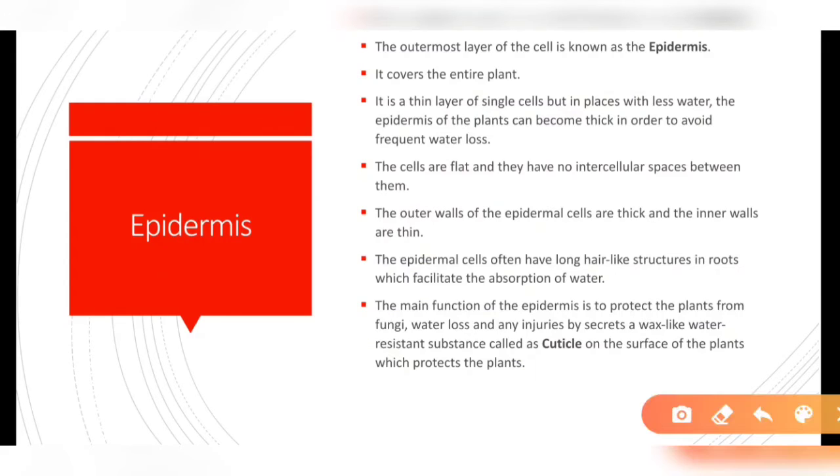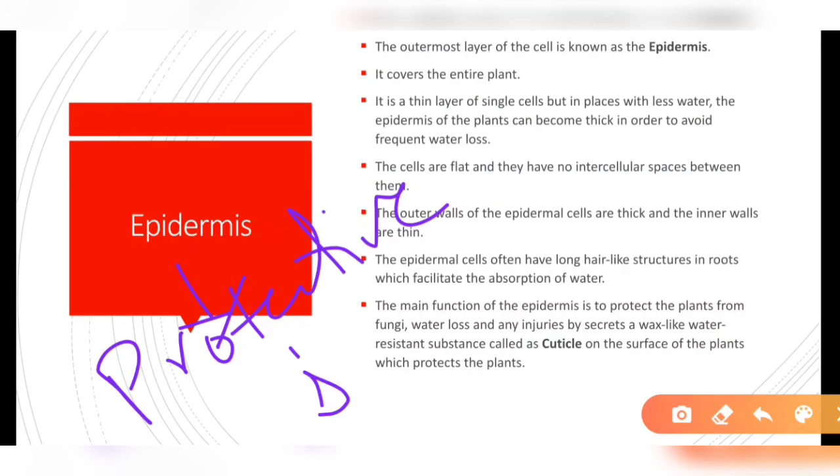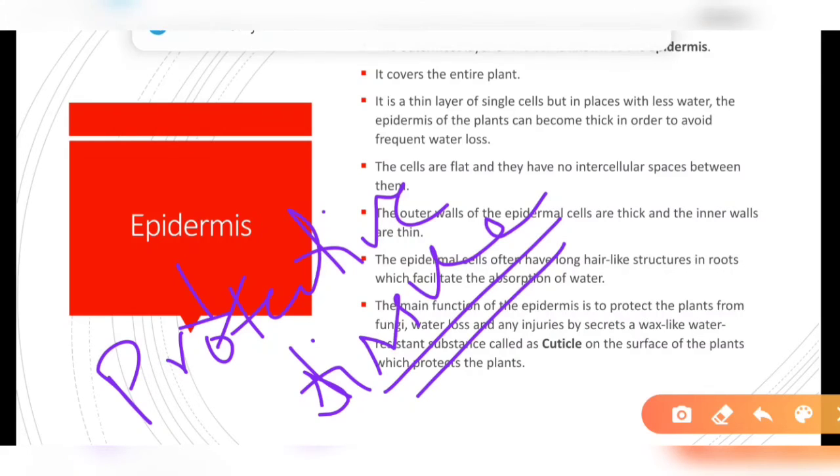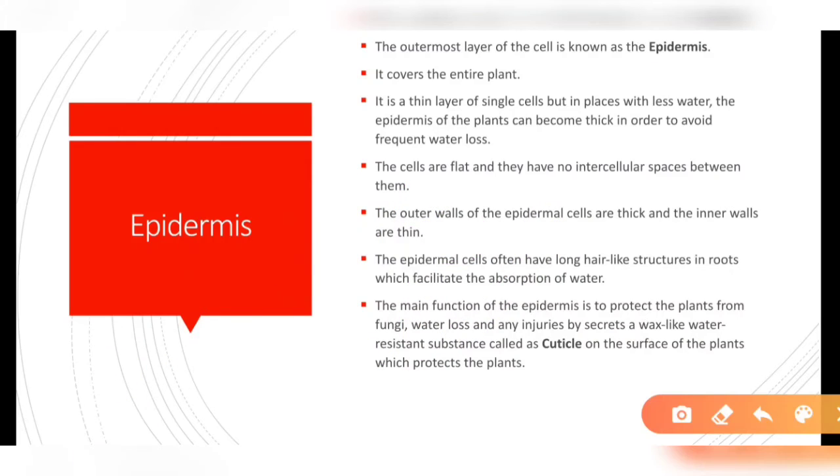Now there's one more tissue that could be present in the plant, which we call the epidermis, or a protective tissue. Like the skin that surrounds our body, there's one tissue present in the plant, the outermost layer of cells, known as the epidermis. It covers the entire plant and makes a thin layer of single cells, which can become thick in order to avoid frequent water loss.